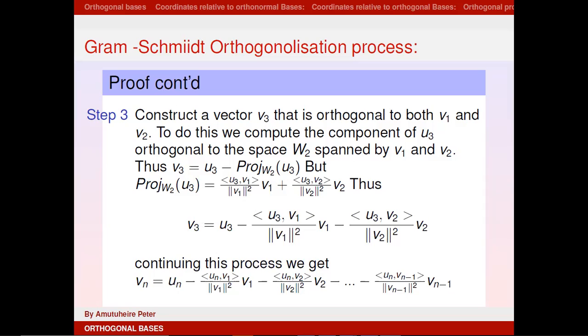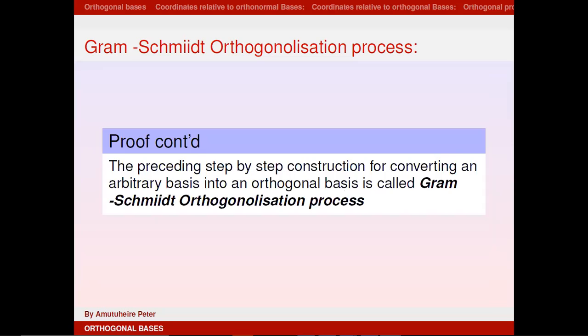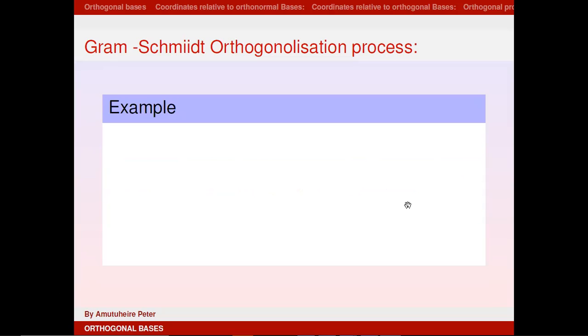Hence the theorem that every finite dimensional inner product space has an orthonormal basis. And the preceding step-by-step construction for converting an arbitrary basis into an orthogonal basis is what we call the Gram-Schmidt orthogonalization process.